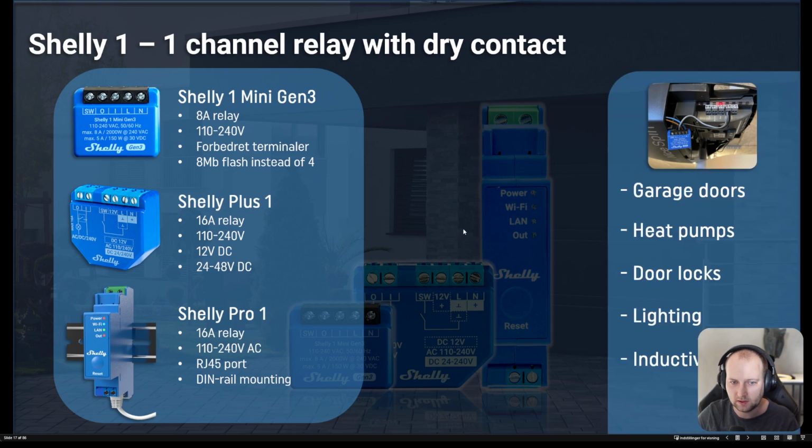Because of the dry contacts, we can do many different applications with these. They are often used for garage door control. We can control heat pumps which have the SG Ready interface, which stands for, I forgot about that, I'll come back to that. But with this interface, you can control them, you can set them in boost mode, and so on. You can control door locks, lighting, inductive loads, and irrigation systems with these devices because of the dry contacts.